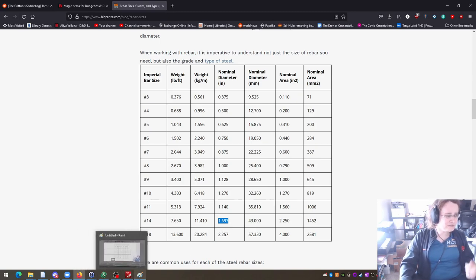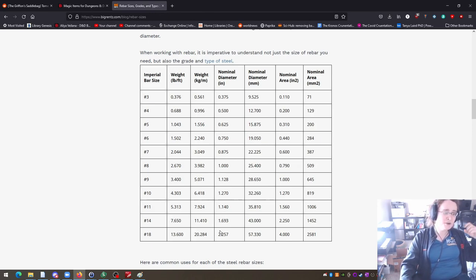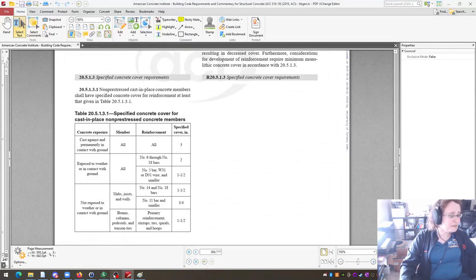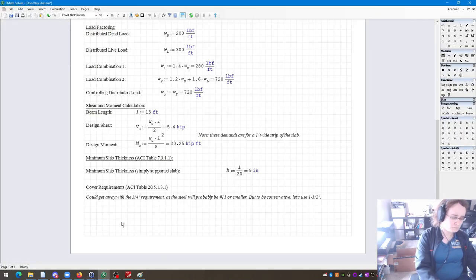So if we wanted to avoid some iteration, one trick we could do, at least initially, is just assume the largest bar size, and just accept that if we're going to use a smaller bar size, we'll have more cover depth than we would otherwise have. Okay, so let's go ahead and do that. I could be very conservative and round this 1.693 up to 1.75. So if we do some quick math, well, 1.75 inches.